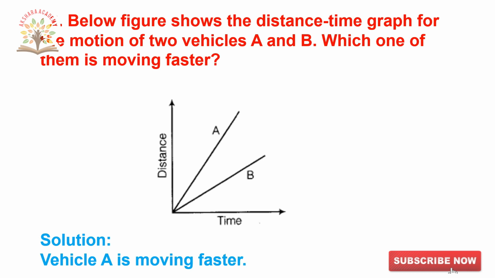Vehicle A is moving faster. So by observing the graph we can easily say that vehicle A is moving faster than vehicle B. Okay, next we'll go to the next question.